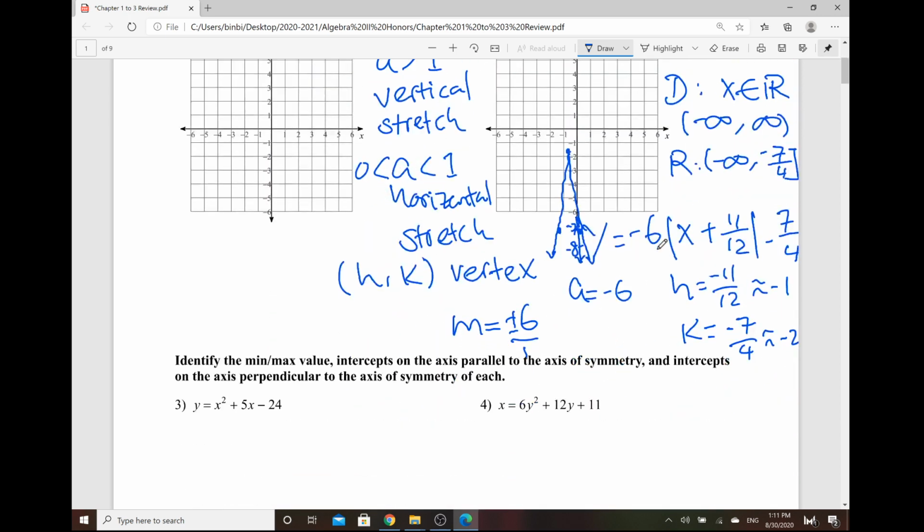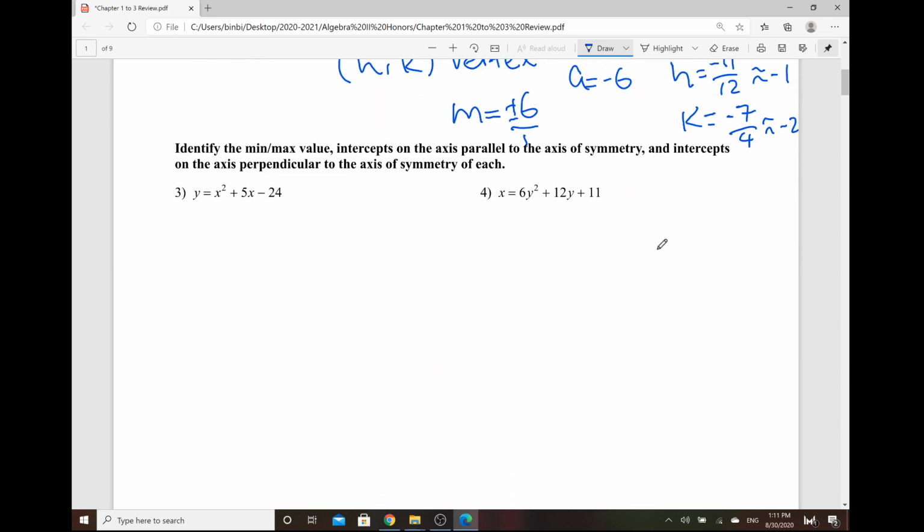Okay? And now for number 4. Identify the min-max value. Again, min is the lowest point. Max is the highest point. Intercept, so that means we can find the xy intercept, the one on the x-axis, the one on the y-axis. So this one is saying the intercept on the axis parallel to the axis of symmetry, or the intercept on the axis perpendicular to the axis of symmetry. Which means that we need to find the xy intercept.